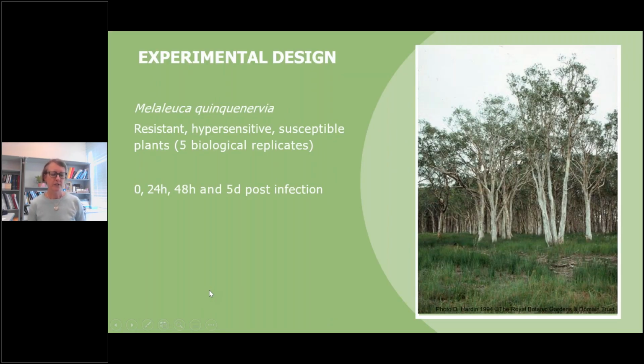So I'm going to be talking today about the study that was published earlier this year. We were investigating Melaleuca quinquenervia, which is a keystone species in some of the swampy ecosystems of northern New South Wales. These ecosystems are a hot spot for Myrtle Rust on the Australian east coast. So there is a strong variation in the susceptibility of individuals to Myrtle Rust.